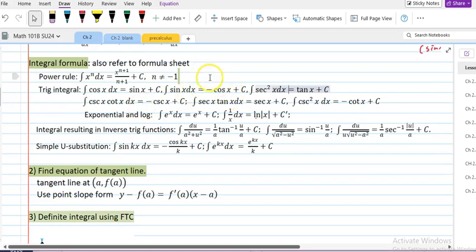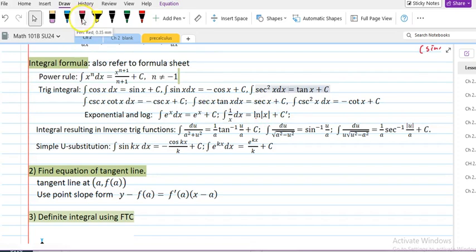Pay attention to this. For exponential and log, the integral of e to the x is e to the x plus c. The integral of 1 over x is ln absolute x. We'll explain this in 2.7.